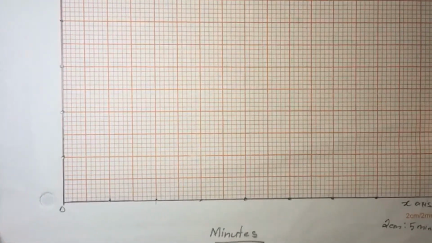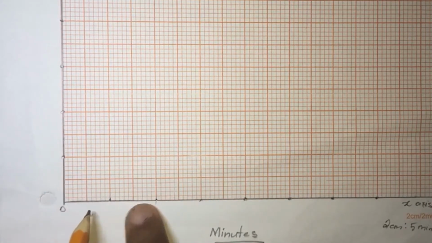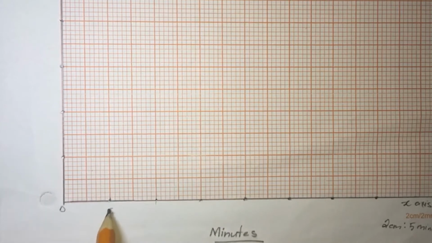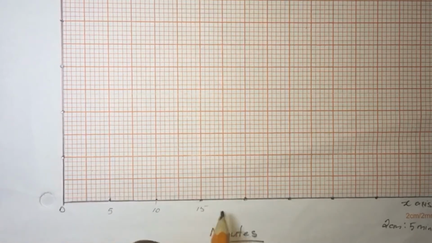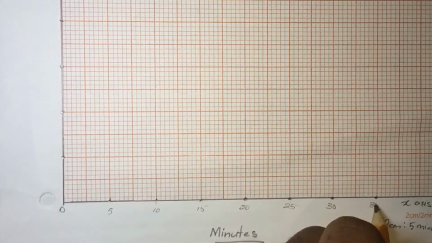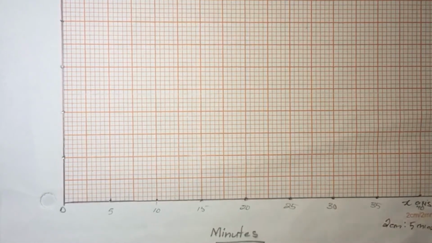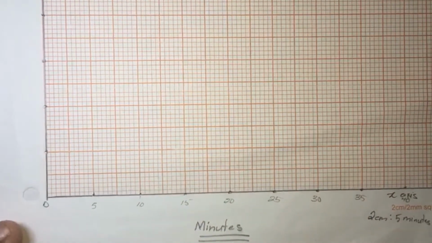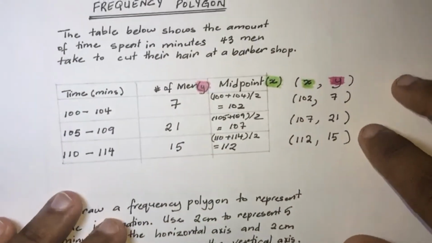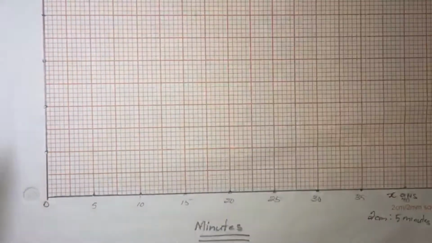Now I'm ready to plot my frequency polygon. I'm going to have to look back at the information. Now look at this. Remember, every 2 centimeters is 5 units. So this would have been 5, 10, 15, 20, 25, 30, 35. This would have been 40. Here would have been 45. Right? But if I look on my frequency table, my x value starts at 102. How am I going to put 102?